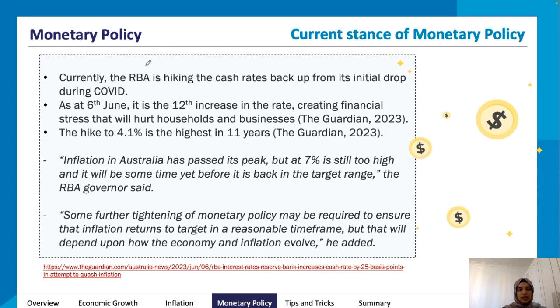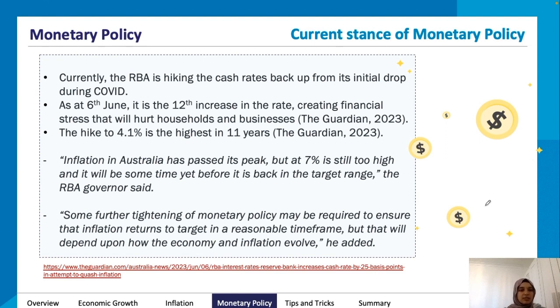So let's have a look at some of these ideas here. So the current stance of MP, or monetary policy. Currently, the RBA is hiking the cash rates back up from its initial drop during COVID-19. So during COVID-19, there were a lot of decreases in the rate, and there were a lot of issues surrounding that. So they had to sort of address those issues. Like, they had essentially just decreased the rate quite a bit to try and increase spending, because in the aftermath of COVID, a lot of people were just saving all of their money.